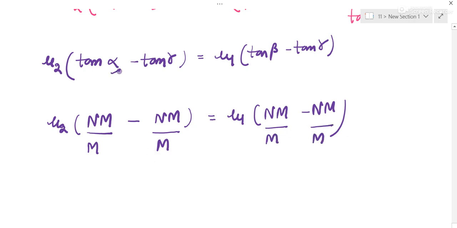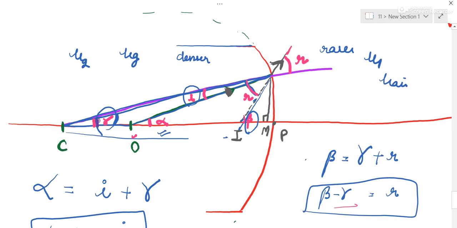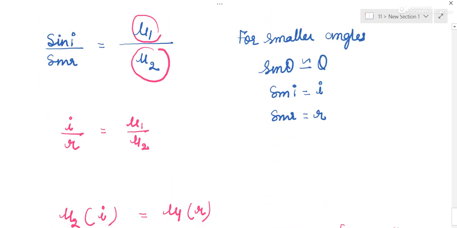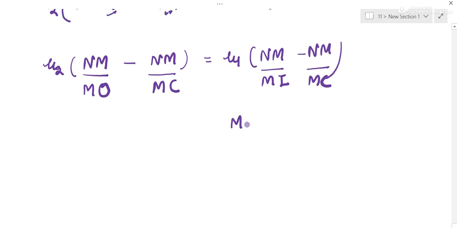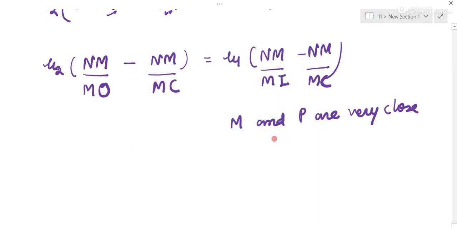Now look here, alpha is angle of object, gamma is angle of C, beta is angle of image. Otherwise, if you wish, you can go to the triangle and see tangent alpha, tangent gamma. For gamma, perpendicular is NM and base is MC. For tangent alpha, perpendicular is NM, base is MO. Then you will say M and P are very close. NM is cancelled first of all, and let us replace M by P.